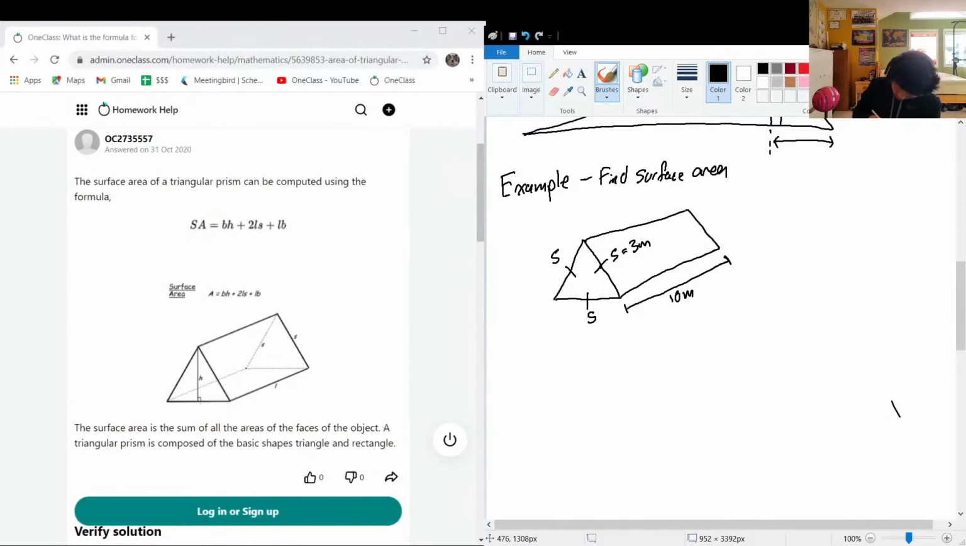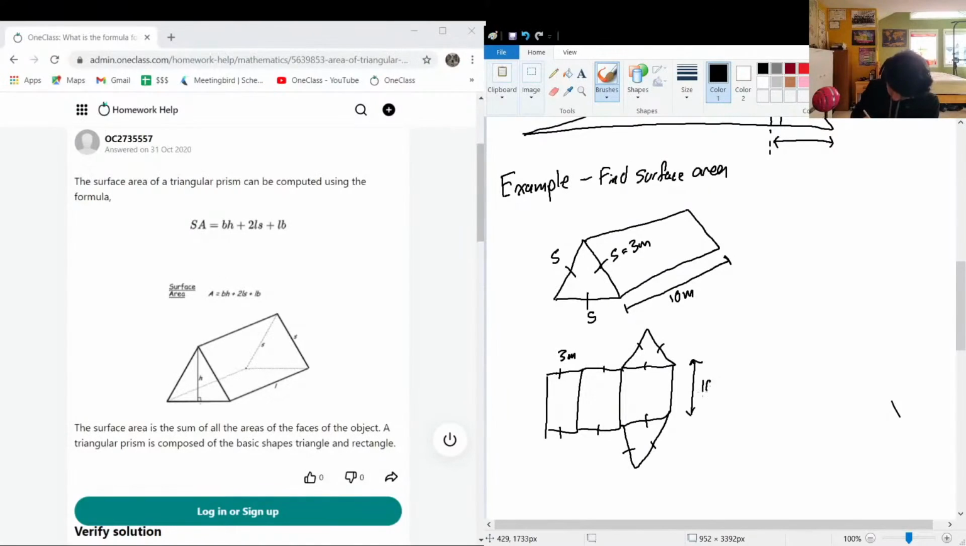We could break it down like this. We're going to have 3 rectangles, and we're going to have our triangles. We know that these are all the same length, and that's just 3 meters. And we know that right here, this is 10 meters. So this is our R1, R2, R3, and this is our T.